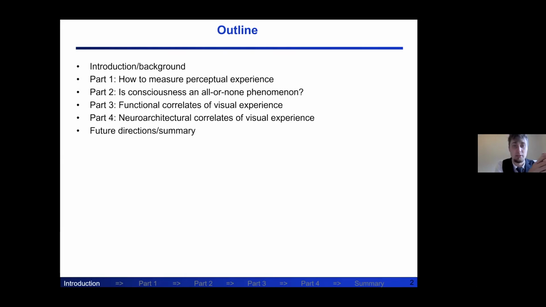The second part is about consciousness, whether it's an all or none phenomenon, and I'll get more into the relevance of that later. Then part 3 is about functional correlates of visual experience. That's what a large part of the field is studying right now. The fourth part is about these neuroarchitectural correlates of visual experience, and that's the direction that we've been going in for some years, and that's indeed what our new consortium is all about.